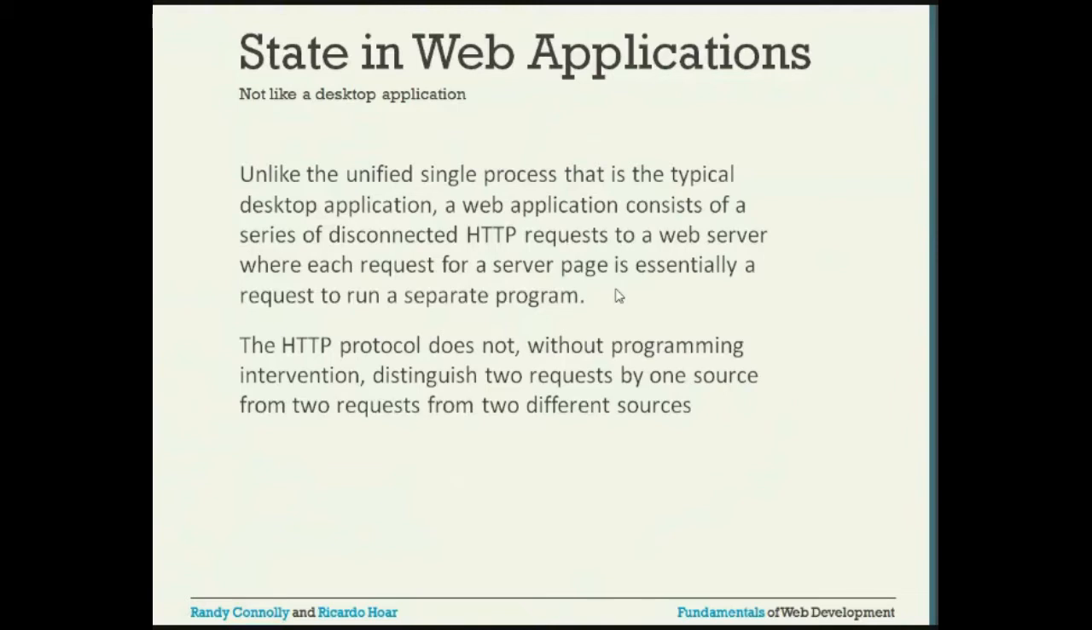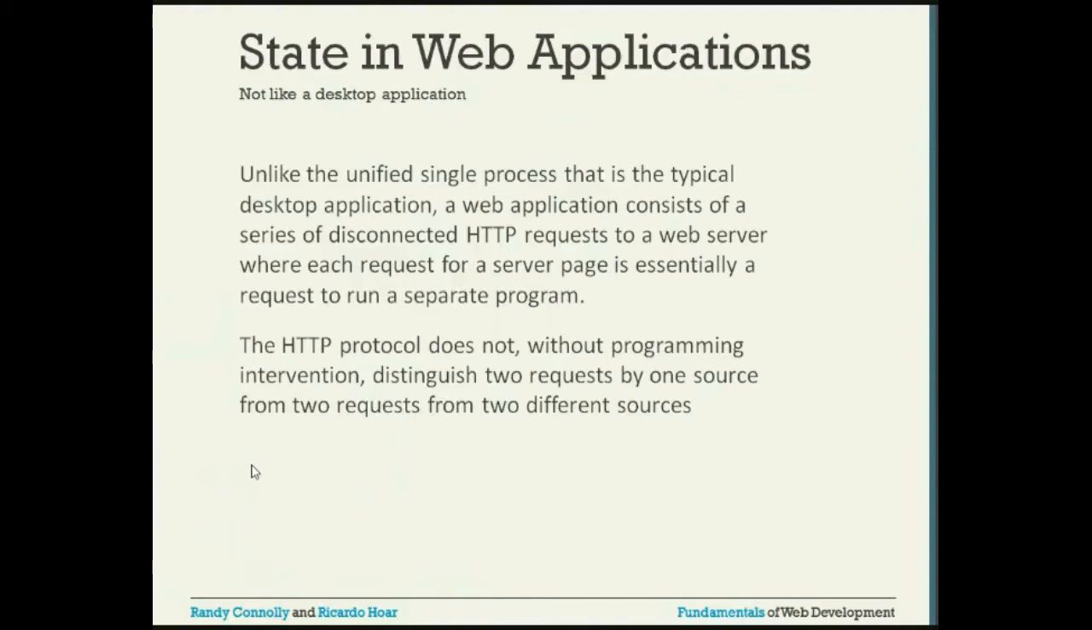The HTTP protocol does not, without programming intervention, distinguish two requests from one source from two requests from two different users. So as I said, if HTTP requests are coming from different users, the HTTP protocol doesn't have any way to know which users these requests are coming from. So we have to programmatically intervene in order to understand where the request is coming from.